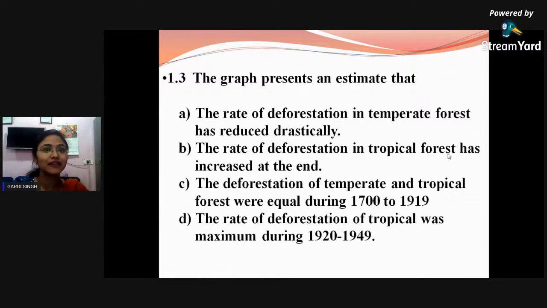Observe it carefully. The rate of deforestation in temperate forest has reduced drastically, or the rate of deforestation in tropical forest has increased at the end. Which is more appropriate? It's good. Chandrani is saying A. Sakal Das is saying A. Poonam is saying A. Okay, let's see the answers.